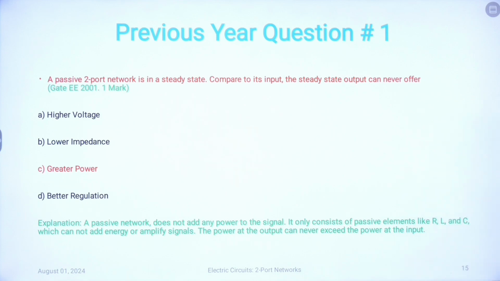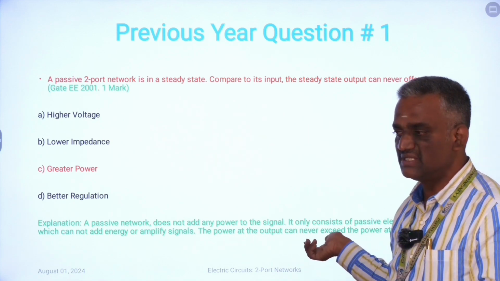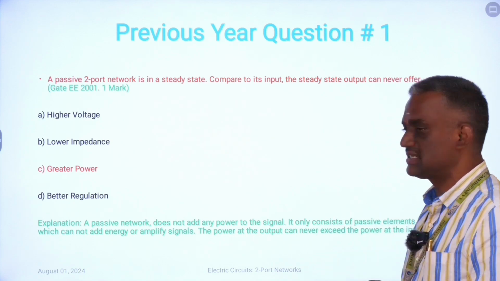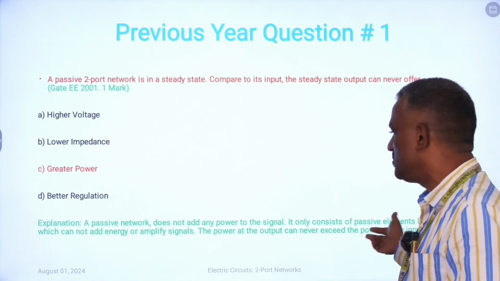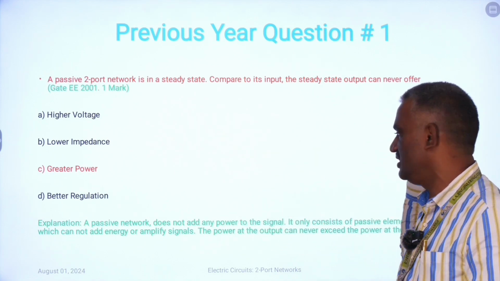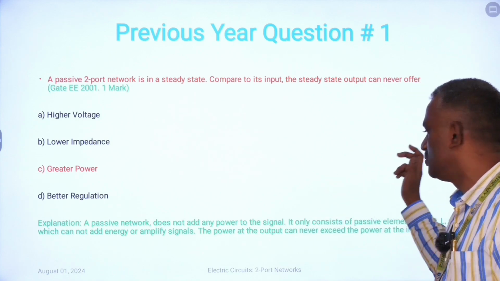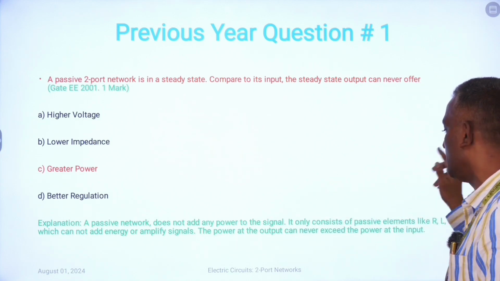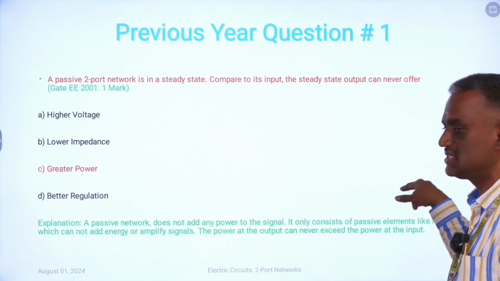Why it cannot offer greater power, the explanation is given. It is a passive network. Passive network in the sense what? It will consist of only passive elements. Passive elements in the sense a resistor, inductor, capacitor like that. So you take the passive elements; passive elements cannot add energy or amplify the signal. So the output power cannot be higher than the input power. That is the meaning.